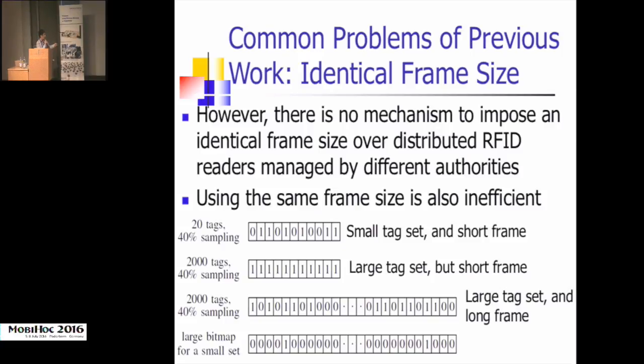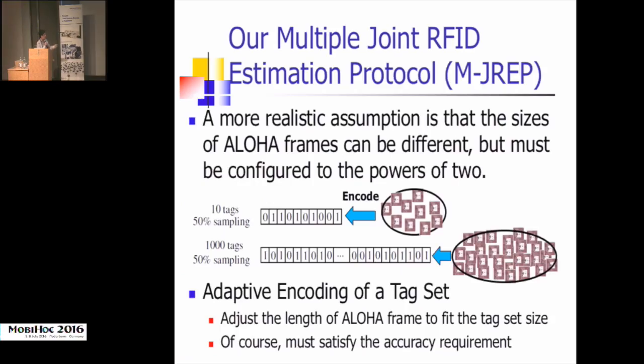So it will become overcrowded. For such a large tag set, we need to enlarge the Aloha frame or the bitmap size. If we apply this large Aloha frame or bitmap to just a small set, you can see most of the time slots will become empty. So that's a dilemma. Our intuition is to use a small Aloha frame to encode a small tag set, and a large frame size to encode a large tag set.